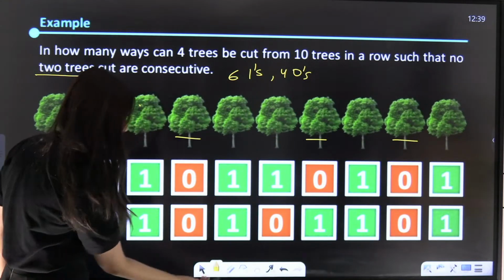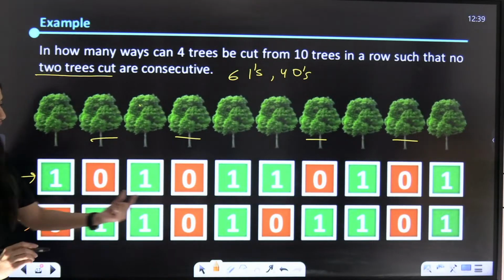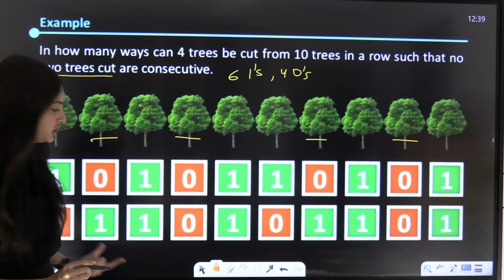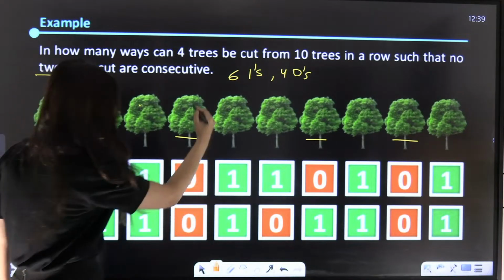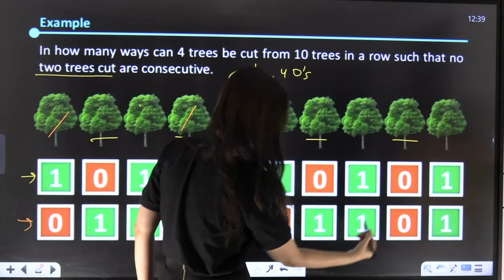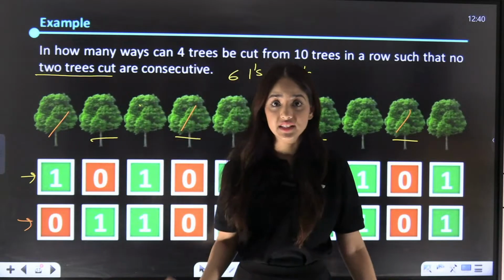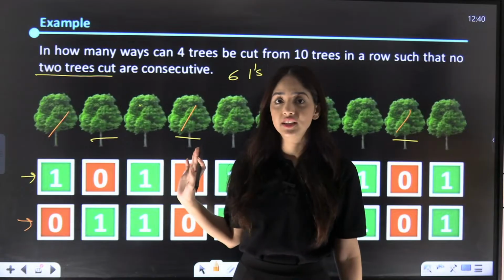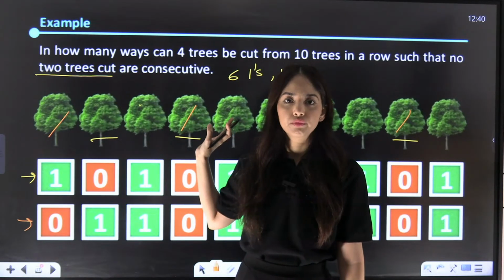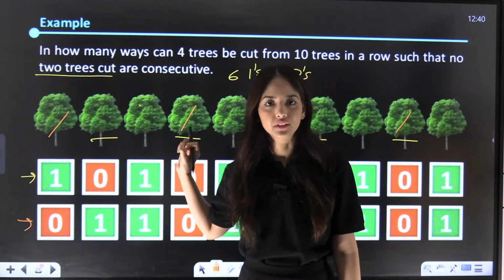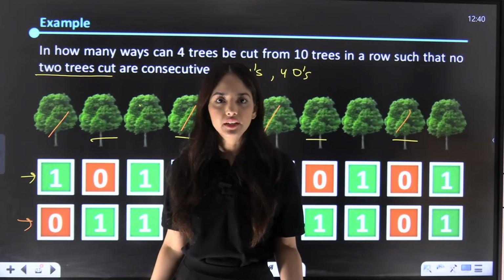Or if we take a look at this one, we again have 4 zeros, no 2 zeros are adjacent to each other, and we cut this, this, this and this. So every unique arrangement of ones and zeros will give us a unique answer for our problem, unique selection. Okay, so now it's a very simple problem. It's just the gap method, right?